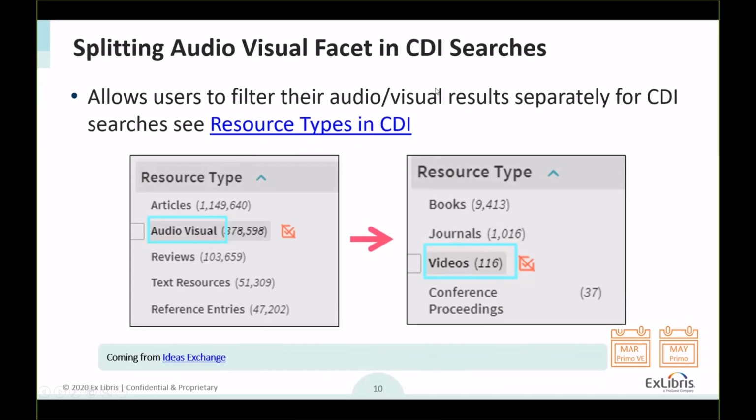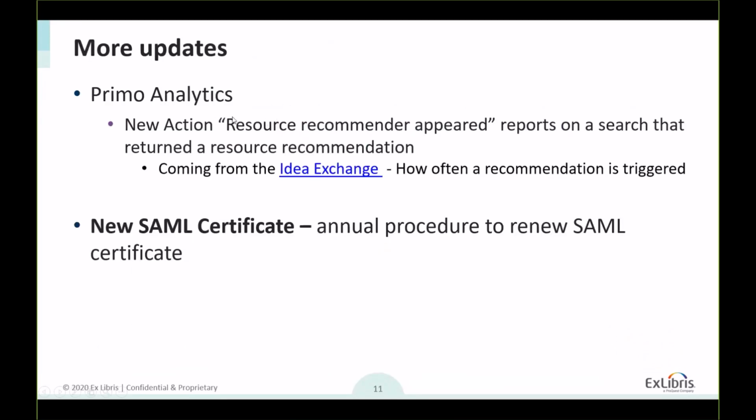Okay. More updates that I want to share with you is a new action in the Primo Analytics. We call it the resource recommender that appeared. This action reports on any search that a resource recommender was triggered there. So it's coming from the idea, and you can know how often any recommender resource appeared in your searches.